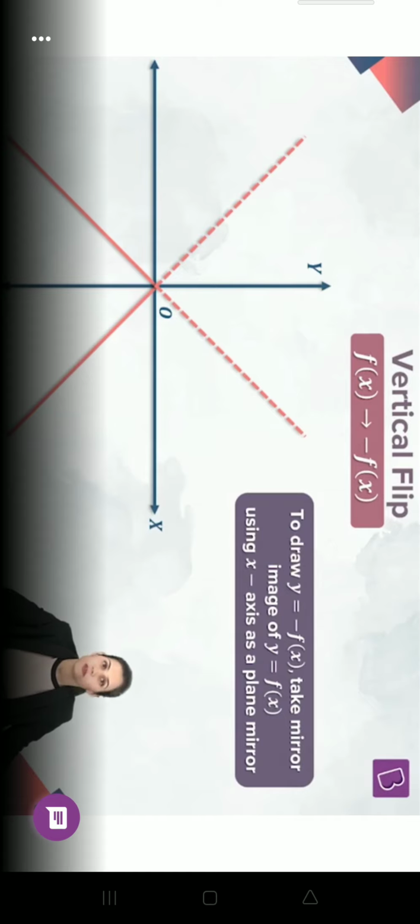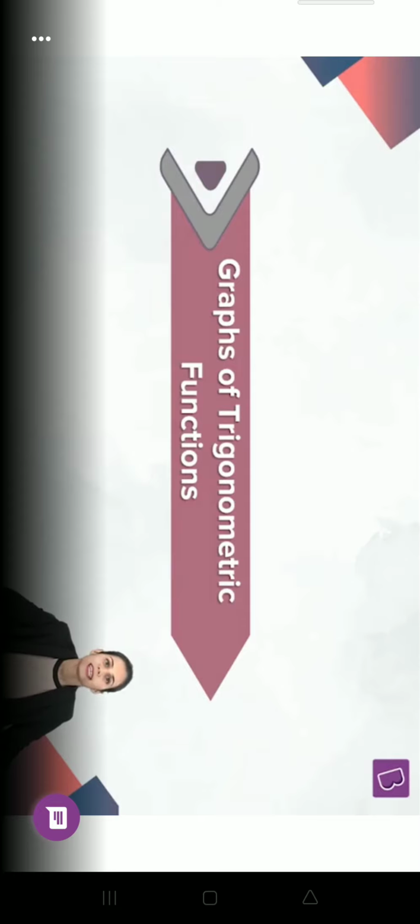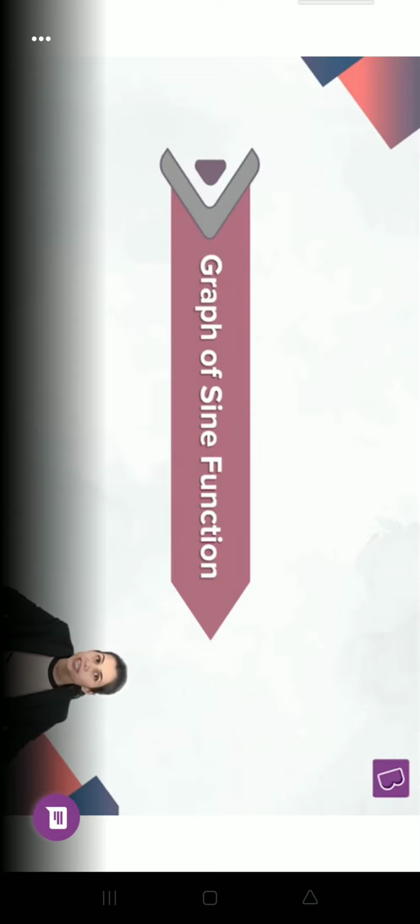Okay, this is something that you have to keep in mind throughout today's lecture. Right? Now let's begin tracing the graphs of the 6 beautiful trigonometric functions: sine, cos, tan, cosec, sec, and cot. The first task is to sketch the graph of the sine function. For that, let's quickly recall the unit circle.